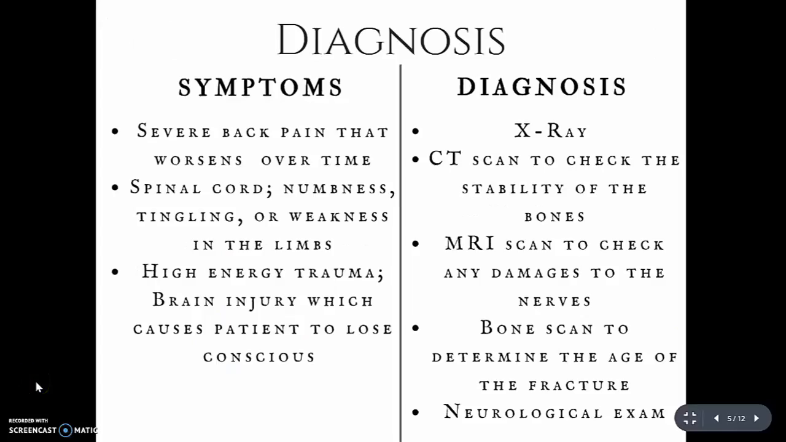These are the symptoms when you suffer from a lumbar fracture. One will suffer from severe back pain that worsens over time. If the injury involves damage to the spinal cord, the patient might feel numbness, a tingling sensation, or even weakness of the limbs. If one experiences a high-energy trauma, the victim could not only fracture his vertebrae, but could suffer from a brain injury which causes the victim to lose consciousness.